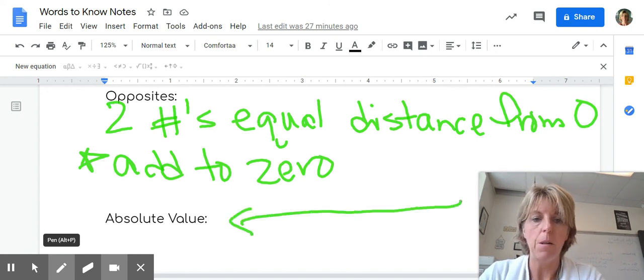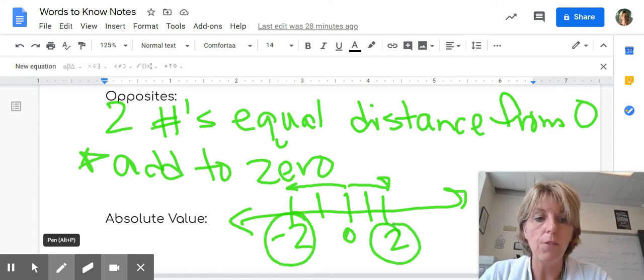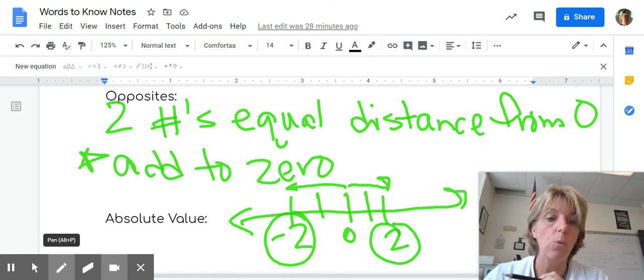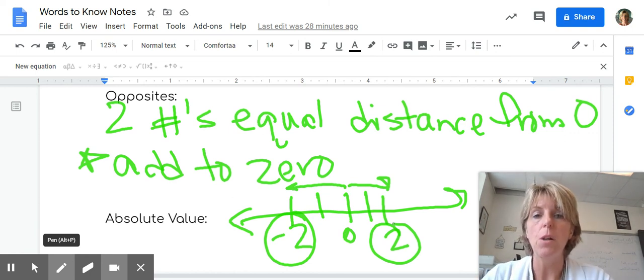So if I have my number line and I have, let's say, 2 in this direction and negative 2 in this direction, the 2 is 2 away, the negative 2 is 2 away. These are opposites of each other. 2 and negative 2 are opposites. And if I add them together, 2 plus negative 2, they equal 0, and they cancel each other out and they go away. All right? So that's vocabulary that we need to know.